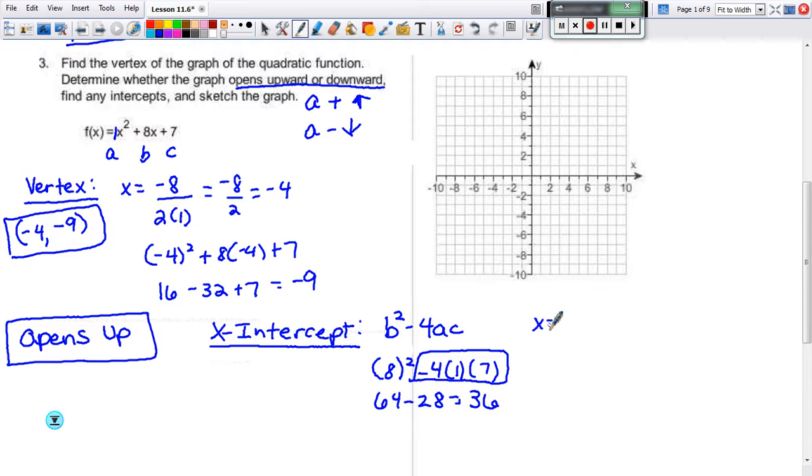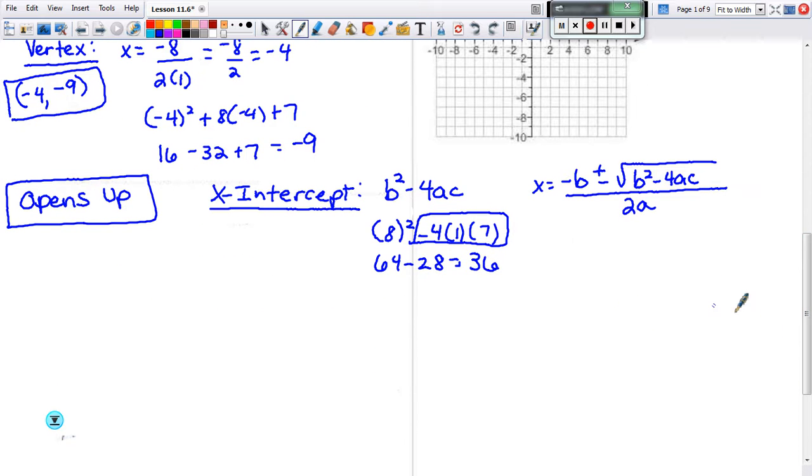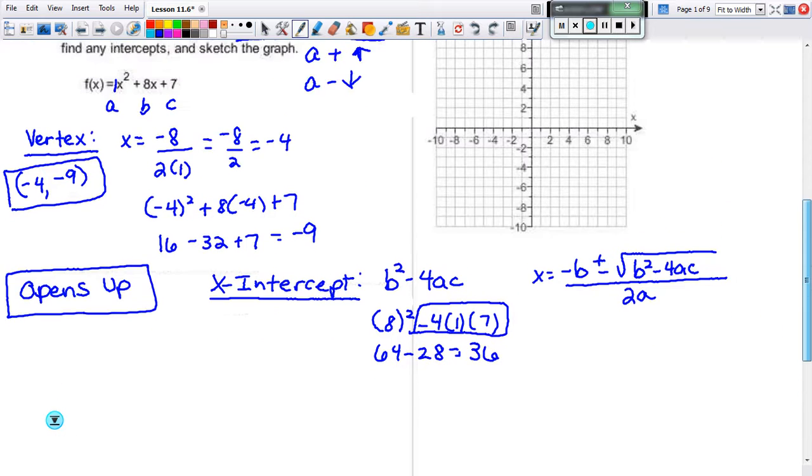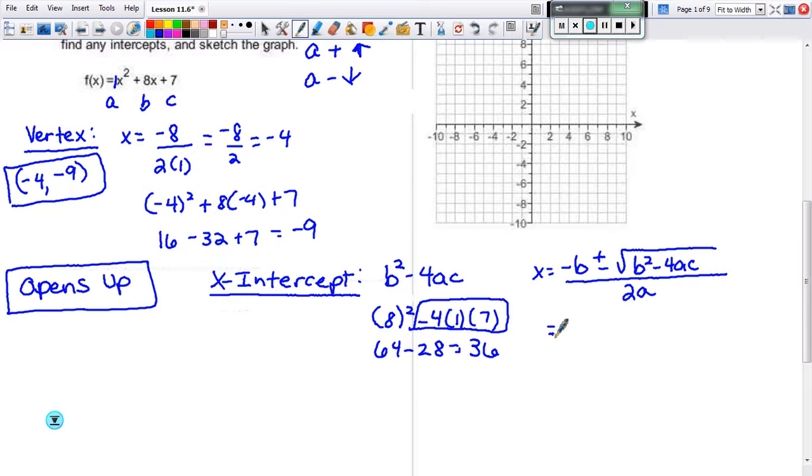which is x equals the opposite of b plus or minus the square root of b squared minus 4ac all over 2a. So here's what you want to do on that one. The opposite of b, the opposite of positive 8 is negative 8, plus or minus the square root. The b squared minus 4ac, you already figured that out. That was the discriminant. So I can just say the square root of 36 over 2 times a. A is 1.